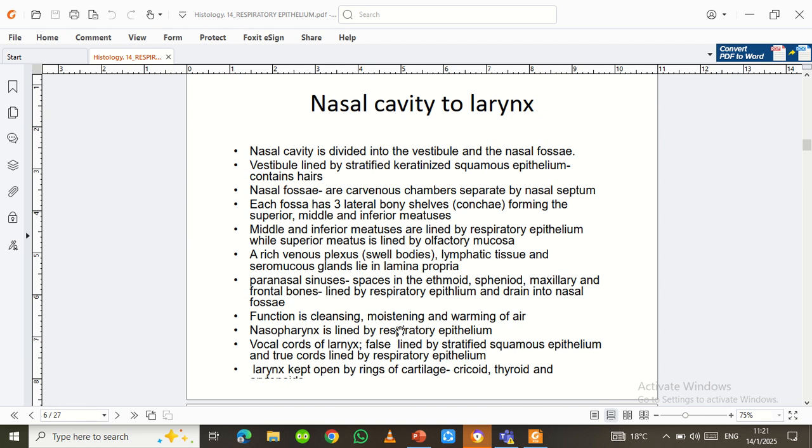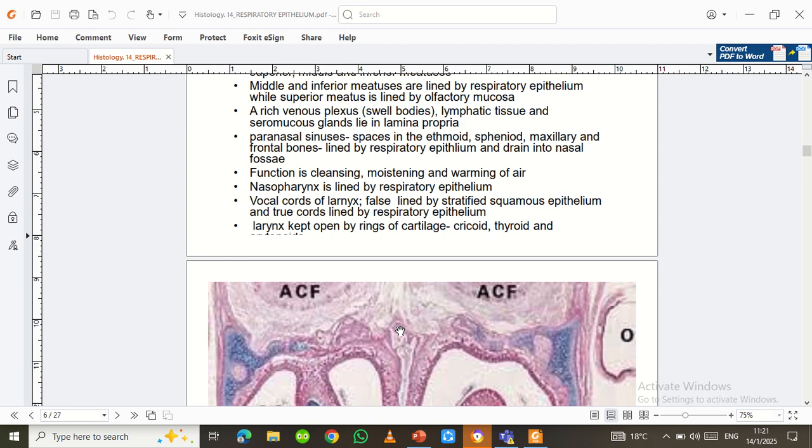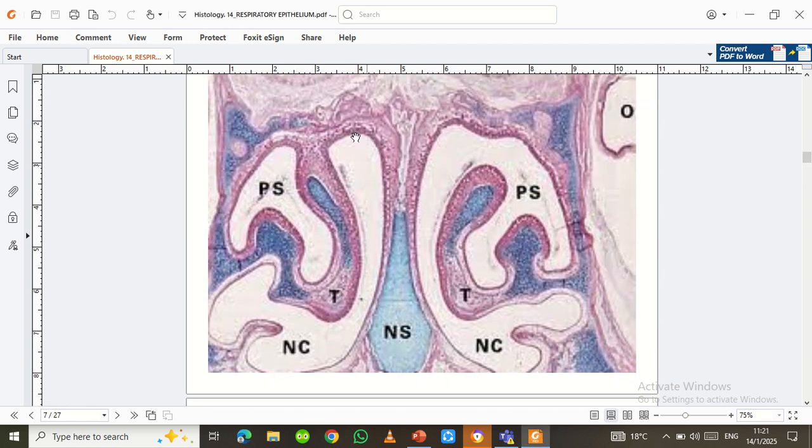The vestibule, since it comes from the outside skin going inside the nose, is going to have a transition from keratinized stratified squamous epithelia to non-keratinized stratified squamous epithelia. And the nasal fossa is going to have chambers that will be separated by the nasal septum. You can appreciate this is your nasal septum, and you can see this is your hyaline cartilage.